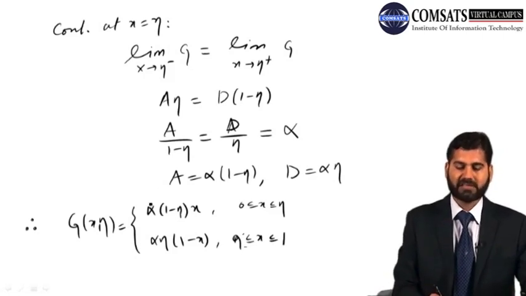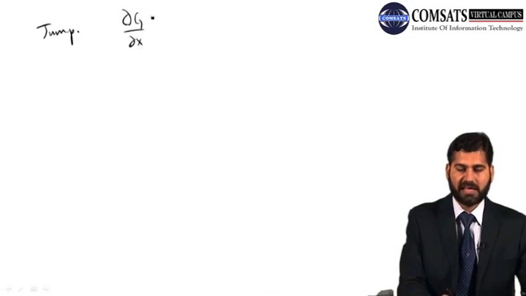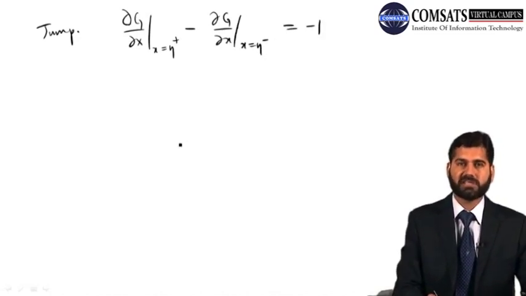Alright, so now alpha is unknown. To find alpha, we can use the jump condition. If I use the jump condition, that is partial g by partial x at x equal to eta plus, minus partial g by partial x at x equal to eta minus, should be equal to -1. So this is the jump condition.